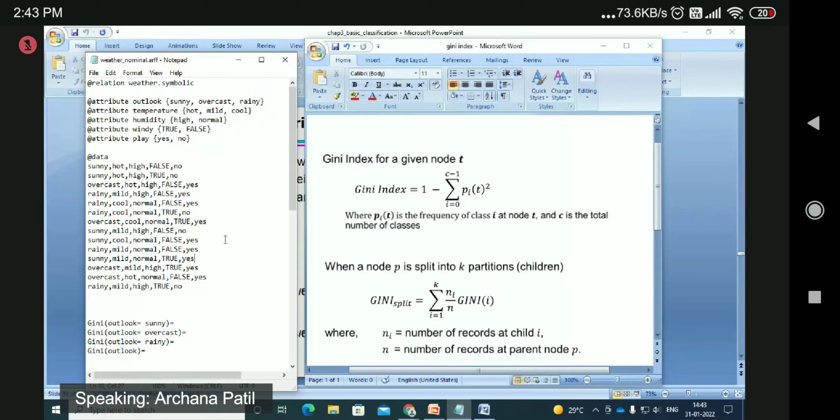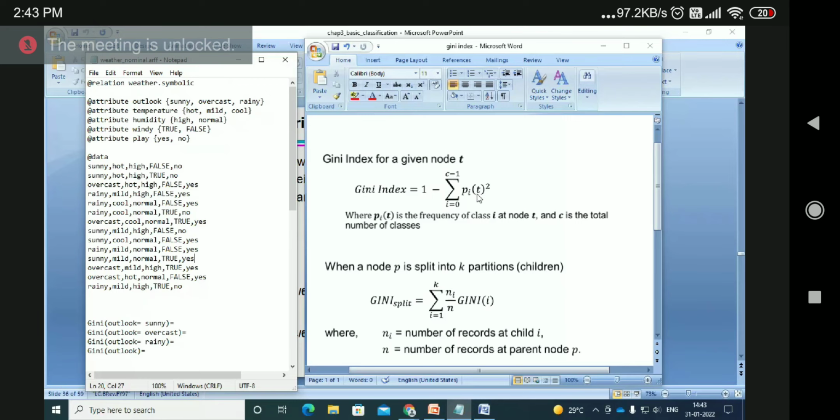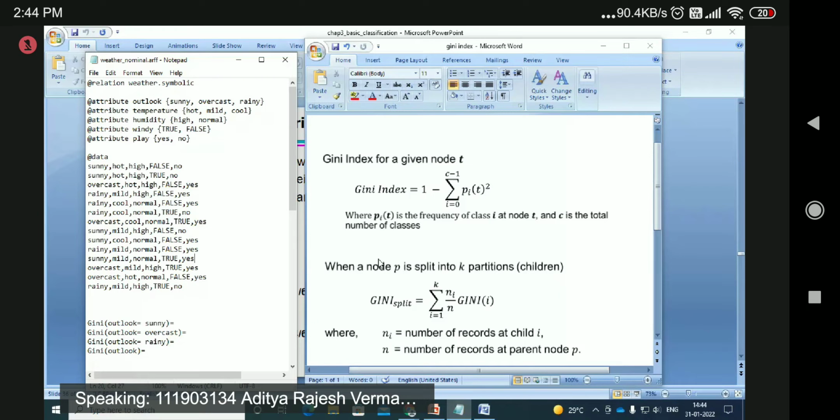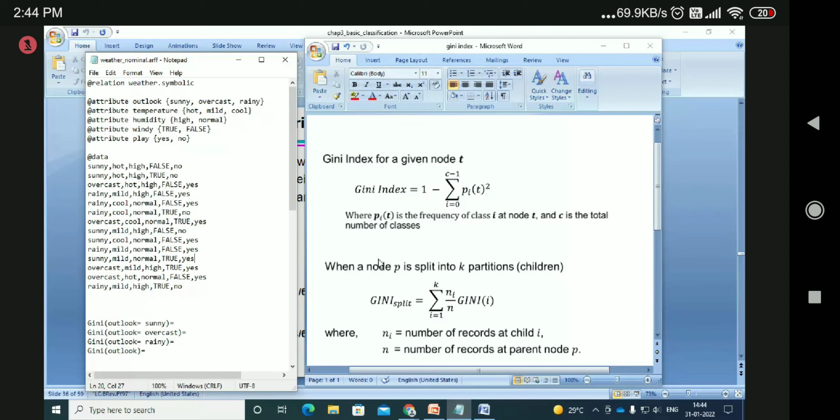So if I put these values over here, what I will get? 1 minus 5 by 14 square, minus 9 by 14 square. Is it that difficult? You are not able to understand. When you solve that, you simply get the impurity present at the parent node. Now, can you solve that and tell me what is the answer?